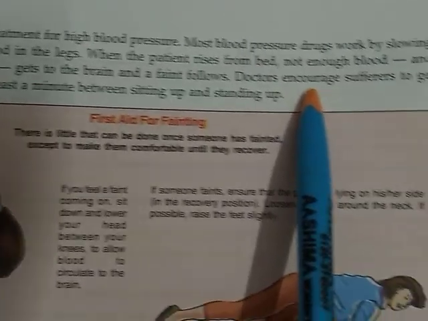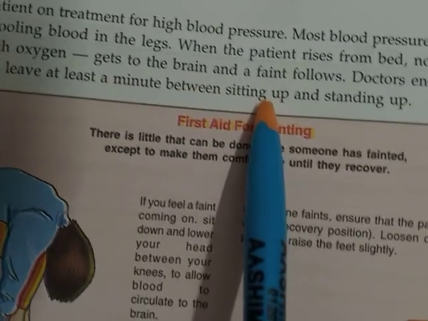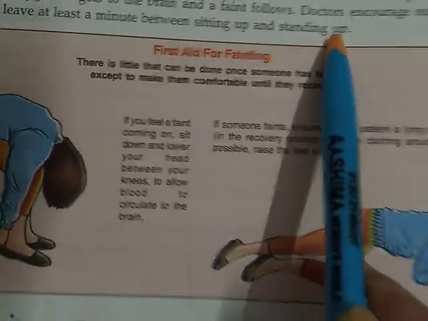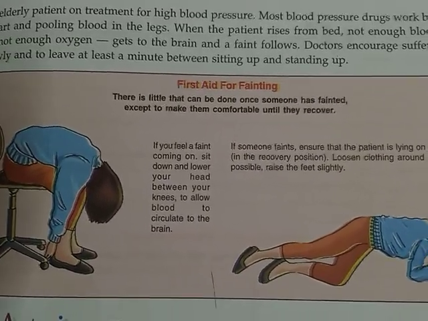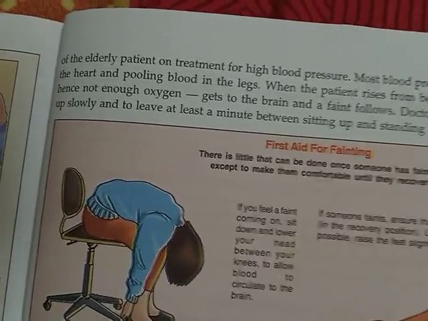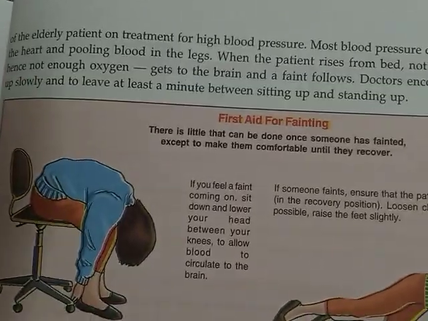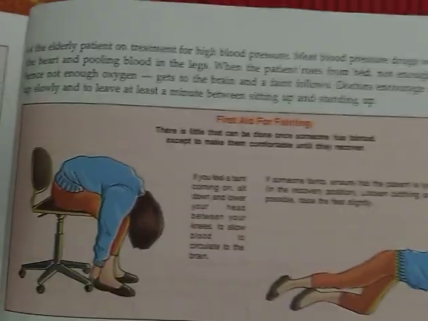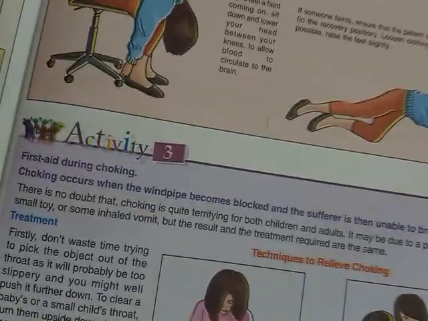Doctors encourage sufferers to get up slowly and to leave at least a minute between sitting up and standing up. So those who have taken medicine to lower their blood pressure should not get up immediately from the bed. They should first sit on the bed for a minute and then stand up. This will help them in normalizing their blood pressure.